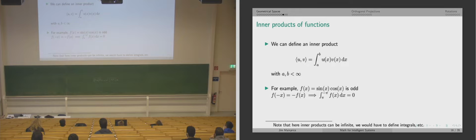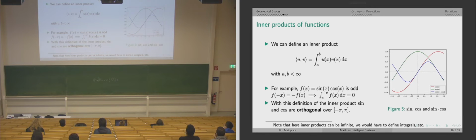So this implies that the integral, let's say between pi and minus pi, something you integrate over a symmetric domain, is zero. So we would say that sine and cosine are orthogonal to each other because their inner product is zero. This is graphically what it means. We have the sine function, and then the cosine function, and then the product between them, and the inner product would be the integral.